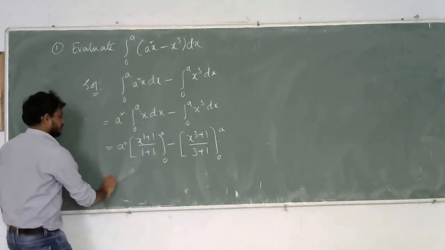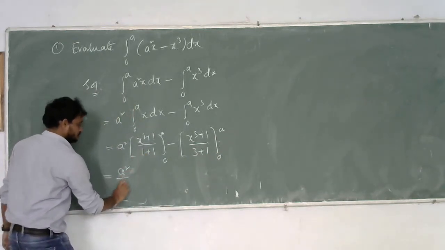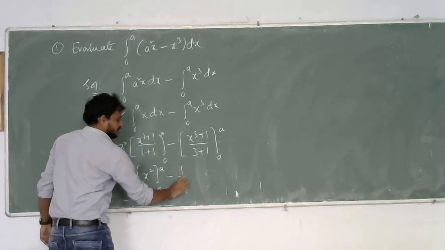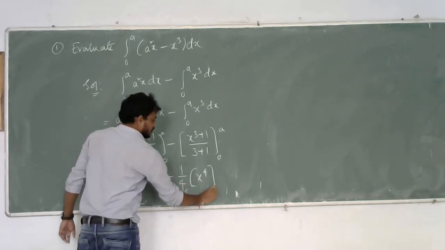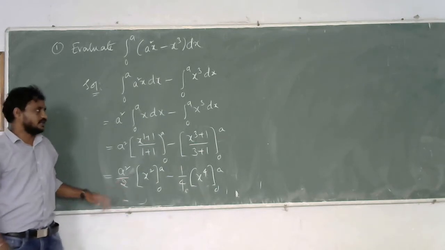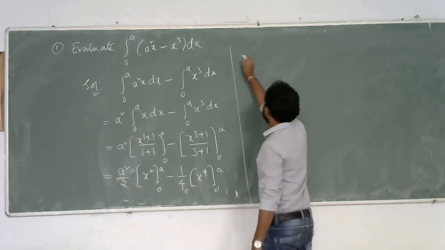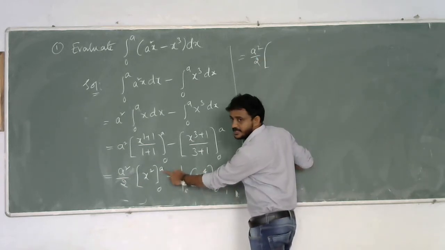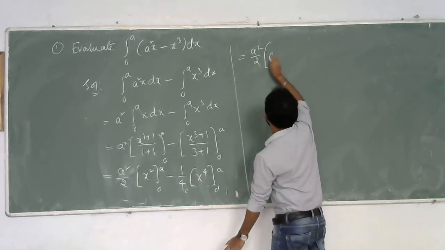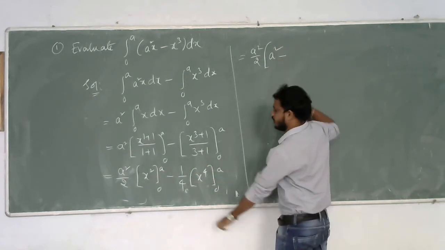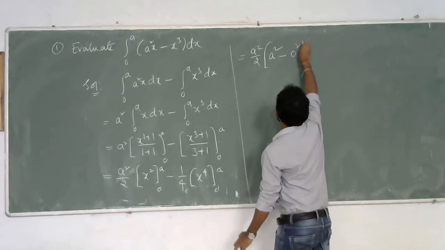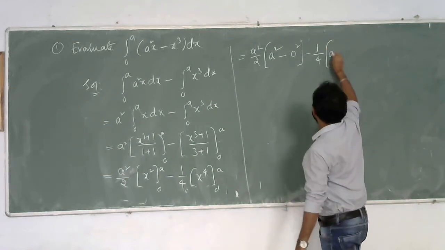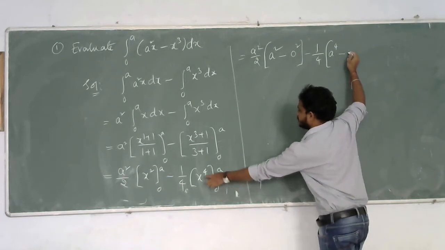Okay. Then a square. Then 1 plus 1 is 2, so write this 2 outside. Then x square, limits 0 to a. Write 1 by 4 outside, x to the power of 4, limits 0 to a. Now let us apply the limits here. Here a square by 2 into upper limit, what is it? a. So let us apply a in place of x. That means a square minus lower limit. What is the lower limit? 0. That is 0 square. And second term, minus 1 by 4 outside, then upper limit a to the power of 4 minus lower limit 0 to the power of 4.